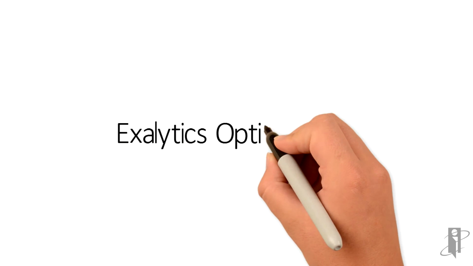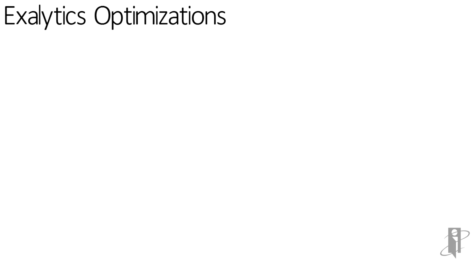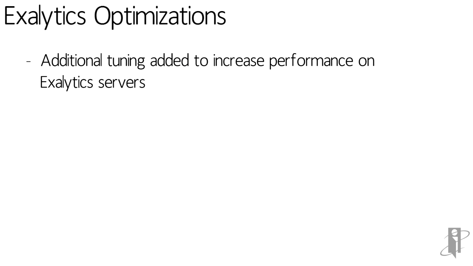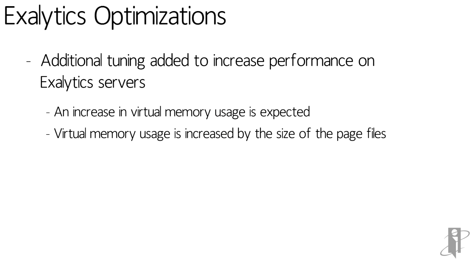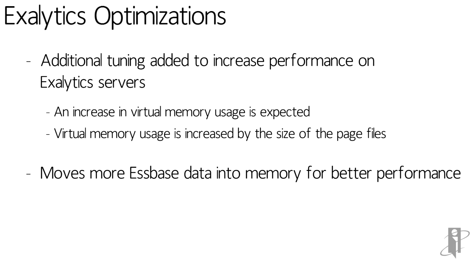Version 11.1.2.4 also includes some Exalytics optimizations. These optimizations added some additional tuning to increase performance on Exalytics servers. On an Exalytics server, you will see increased virtual memory usage by the size of the page files. What this does is move more Essbase data into memory for better performance during calculations and retrievals.